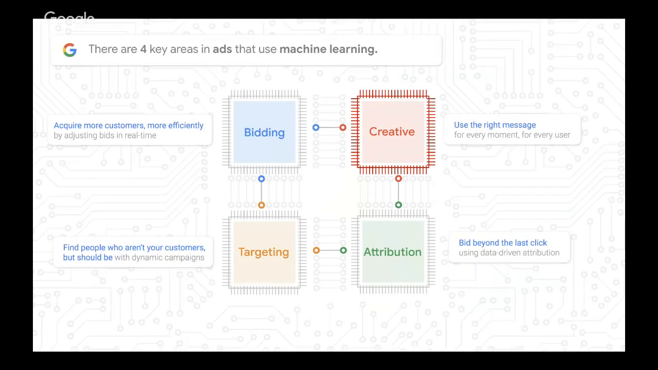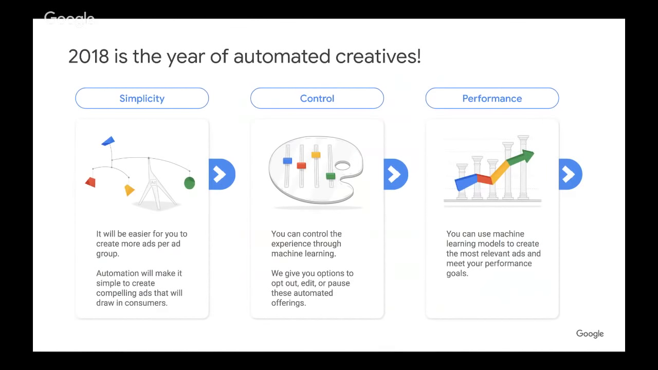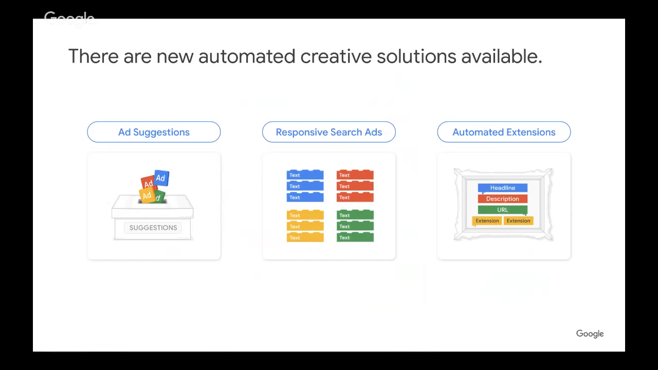That's recapping on the creative side. Now, if we look at 2018, what's been happening in the Google Ads interface, or just in general, is we're looking for more simplicity, a little bit more control with the use of machine learning, and an increase in performance. So how are we helping you as advertisers to perform in the best possible way with Google Ads and in the auctions? We have 3 automated features in ads coming, or already launched: ad suggestions, responsive search ads, and automated extensions.